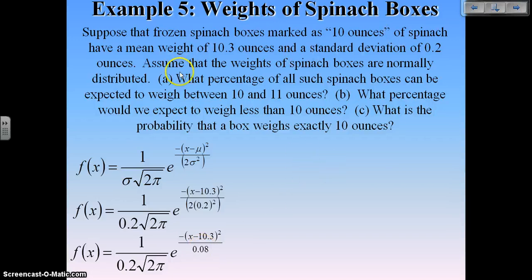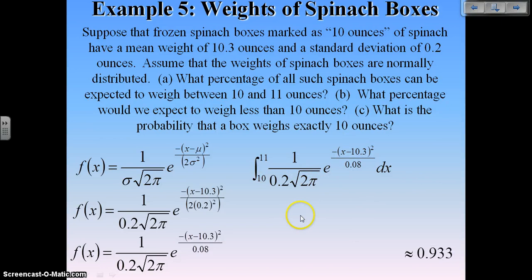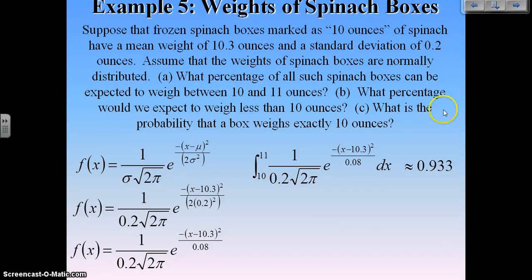Now, part A. Percentage of all such spinach boxes expected to weigh between 10 and 11 ounces. So I take the integral from 10 to 11 of our normal function. Certainly would be insane to work that one out by hand. Plug that into your calculator. 0.933. So you have a 93.3% chance of the boxes weighing between 10 and 11 ounces.